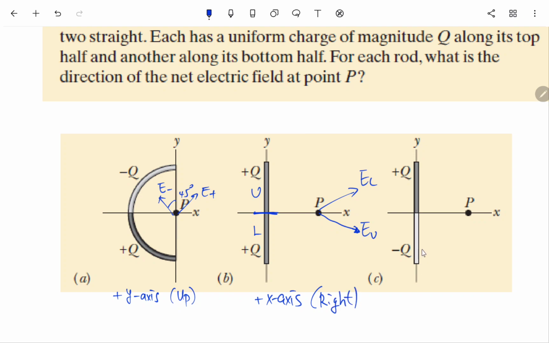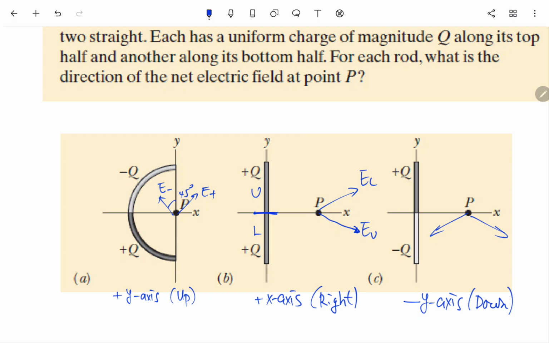And then finally for the third case, similarly, this part will generate an E field pointing to that side, and for the lower part, this is a negative charge, so the E field here will be pointing to the bottom left. So in this case, the x-axis component cancels, and it will actually be pointing to the negative y-axis, or pointing downward.